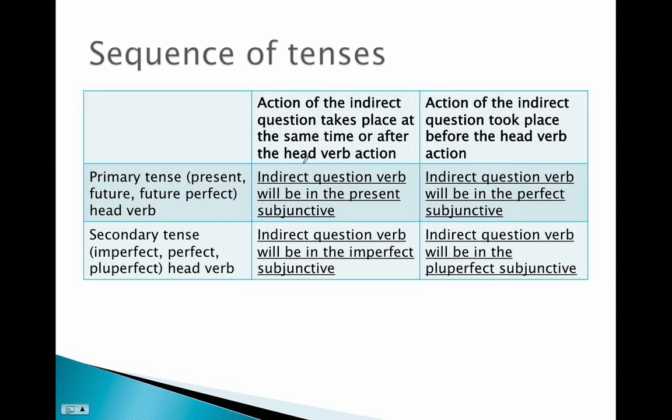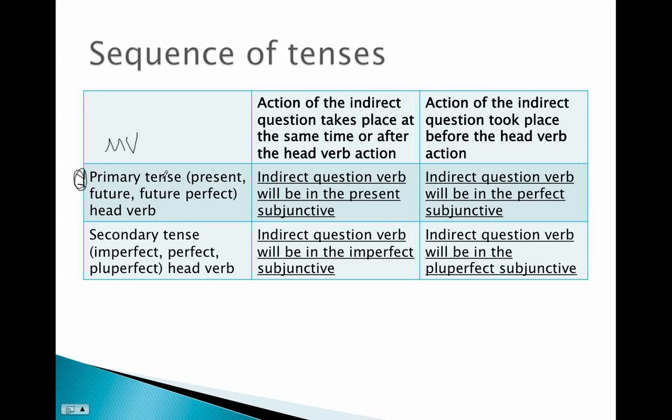Now we have 4 tenses of the subjunctive, and all 4 tenses can be used in indirect questions. Up till now we've basically been using the present and imperfect subjunctive, but now all 4 can be used, and we'll outline each of these. So the situations in which you might use the different tenses is going to depend on the tense of the main verb.